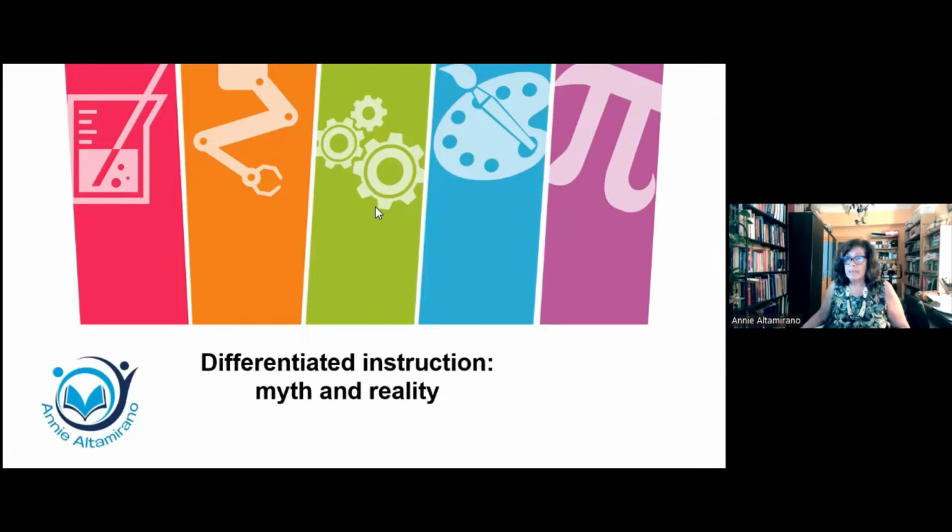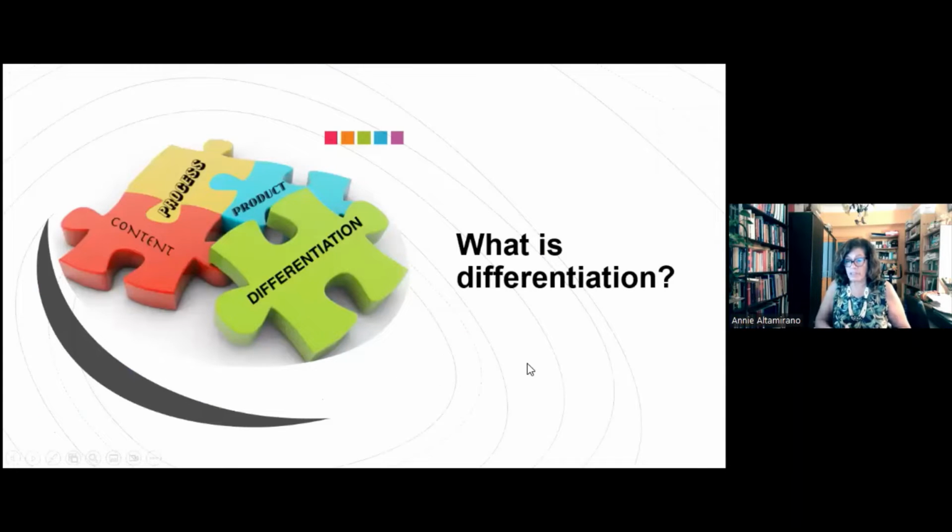But let's see, what is differentiated instruction? Differentiation is a very, very useful tool. And it aims at catering for the different needs of our students. But there are a lot of myths about differentiation and what it entails. So I will start first with having a look at the myths.